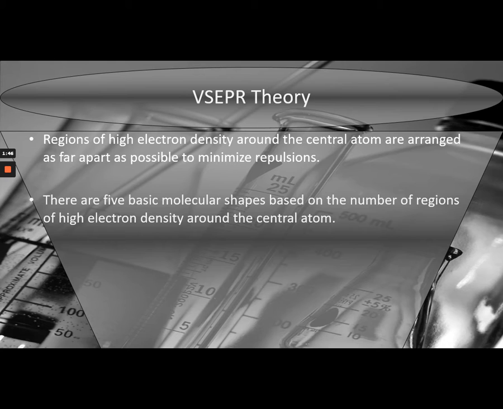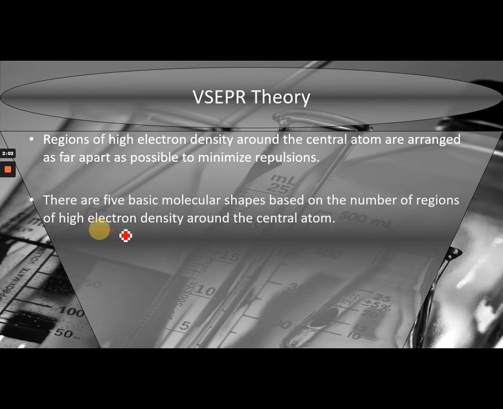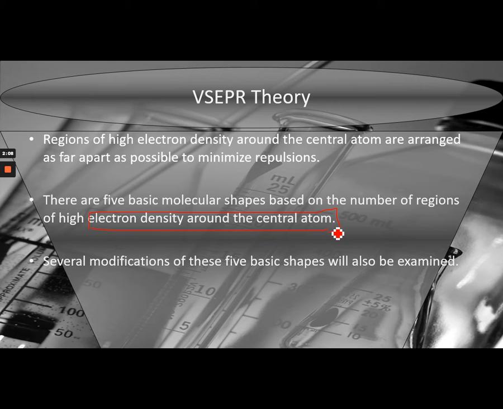So there are 5 basic shapes that we'll look at, with variations of those. Now, the key here is that it has to do with electron density, meaning bonded and non-bonding pairs around a central atom. That part is key, okay? Very key. Electron density around the central atom. That's what we're actually looking at in order to understand these shapes.